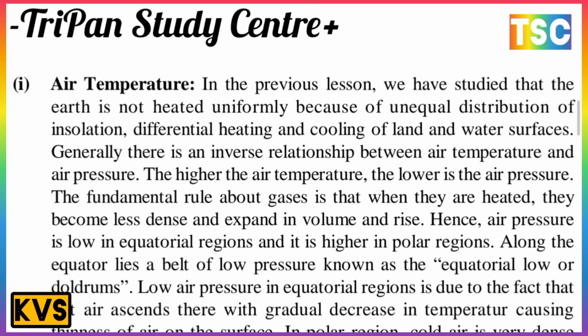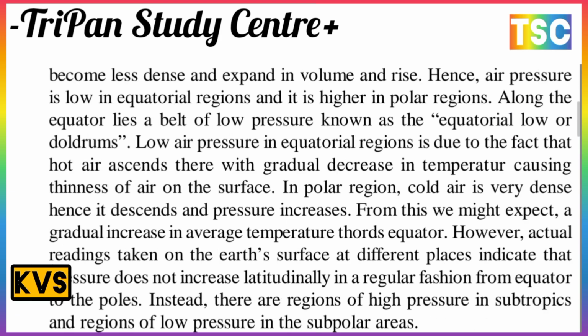Along the equator lies a belt of low pressure known as the equatorial low, or doldrums. It has low air pressure because the hot air ascends, with a gradual decrease in temperature causing thinning of the air at the surface. In the polar region, cold air is very dense, it descends and the pressure increases.